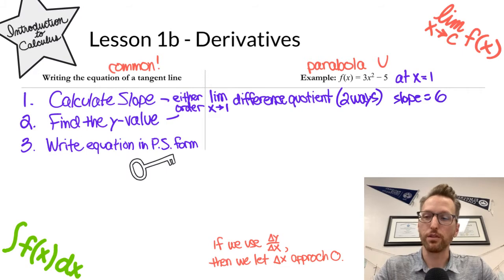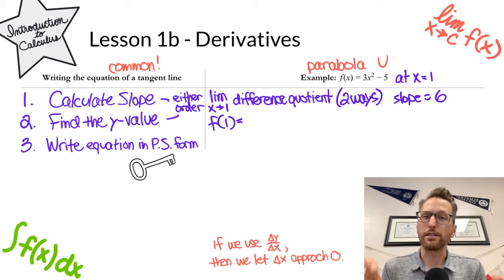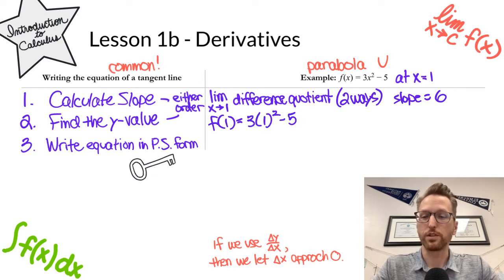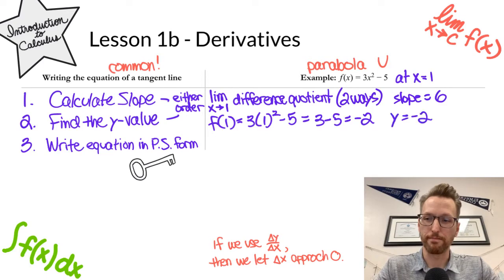Great. Step 2, find the y value. And we do that by just plugging in 1. And we want to know that this value is different than what we just did in the first step. So keeping consistent with our notation and knowing what the numbers mean. So plug in 1 into x squared, which is 1, times 3, which is 3, minus 5, which is negative 2. So the y value is negative 2.